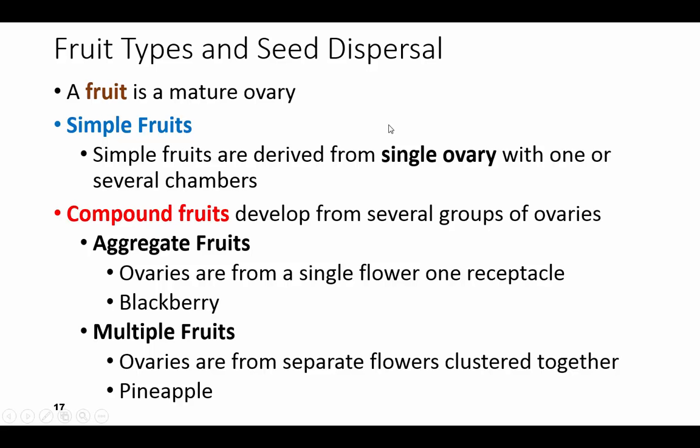Objective 34. List mechanisms for seed dispersal in angiosperms. Well, a fruit is a mature ovary. We mentioned this before. If you eat a peach, you're eating a mature ovary.